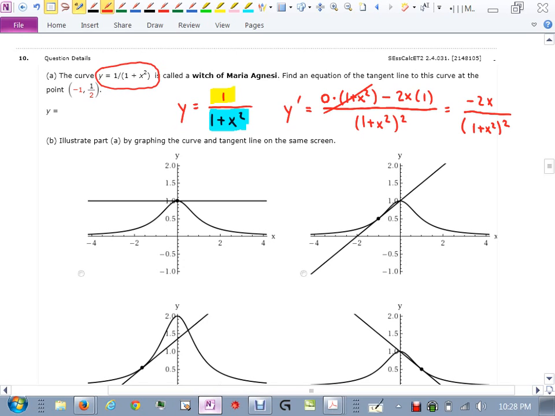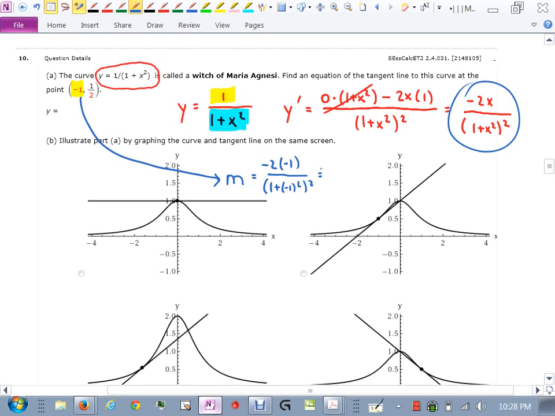Now what we're interested in is what's happening when x is negative 1, and that'll give me my slope. So with x being negative 1, I'm plugging in x is negative 1, I get negative 2 times negative 1 over 1 plus, be careful here, negative 1 squared, squared. So the numerator gives me 2. The denominator, negative 1 squared here is 1. 1 plus 1 is 2, but 2 squared is 4. So we get 2 over 4, which is 1/2. And so the slope of my tangent line is 1/2.